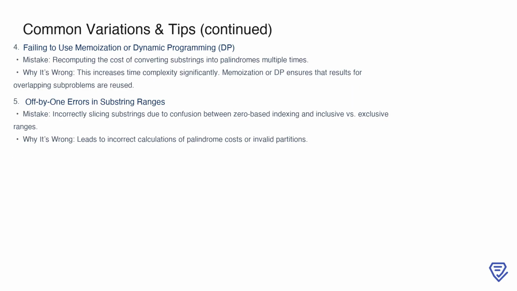Another area where mistakes frequently occur is neglecting to use memoization or dynamic programming. Recomputing the cost of converting substrings into palindromes multiple times can significantly increase the runtime. By storing intermediate results, you can avoid redundant calculations and improve efficiency. Off by one errors are another common pitfall. These mistakes happen when slicing substrings, especially due to the mix of zero-based indexing and inclusive versus exclusive ranges. Such errors can lead to incorrect calculations of the cost of transforming substrings into palindromes or even invalid partitions. Ensuring careful indexing and double-checking range boundaries can help eliminate these issues.